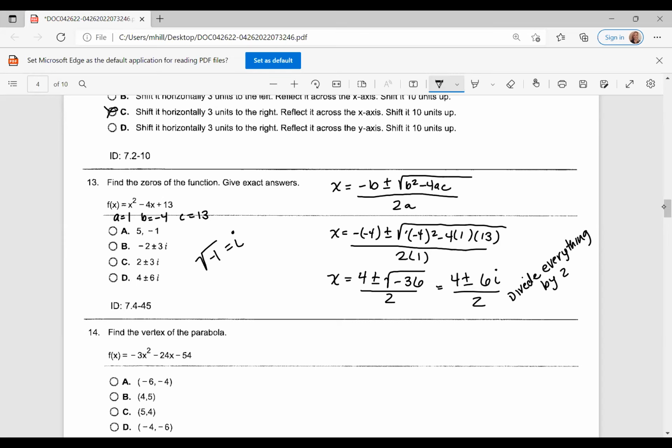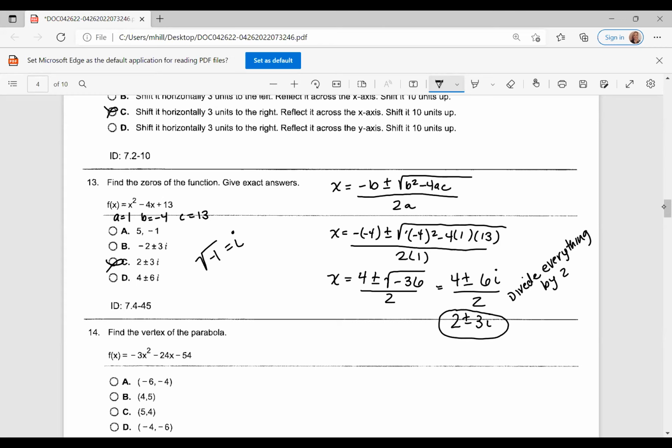So when I do that, I'm going to end up with 2. 4 divided by 2 is 2, plus or minus 6 divided by 2 is 3. And then when I do 2 divided by 2 on the bottom, I end up with nothing. So this would be my final answer here on number 13, which ends up being C. I used the quadratic formula on that.